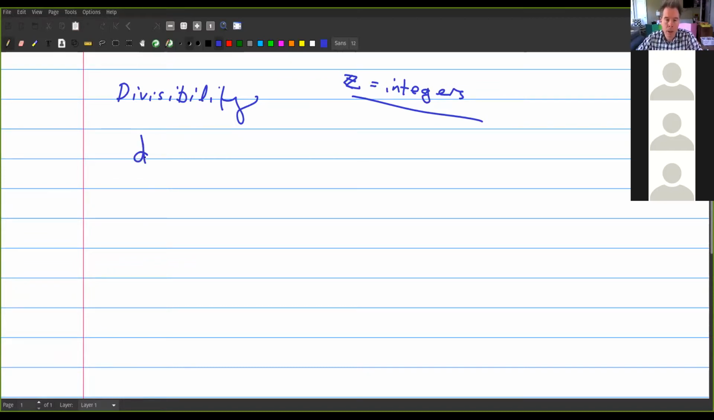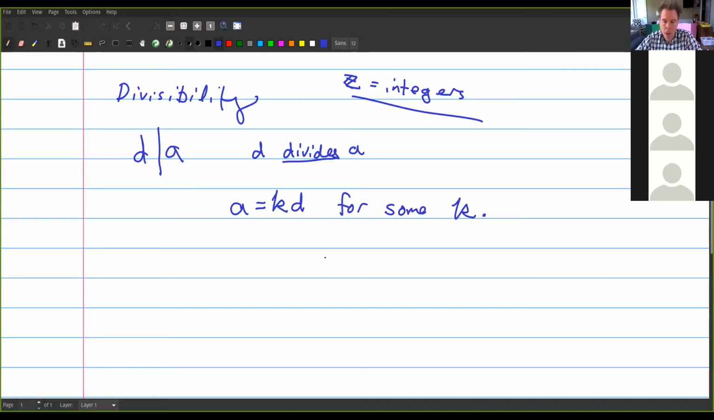So here's some notation. If I write D, then a vertical bar, and then A, where both of these are integers, integer D and integer A, what this means is that D divides A. And what does that mean? That means that A is equal to K times D for some integer K.